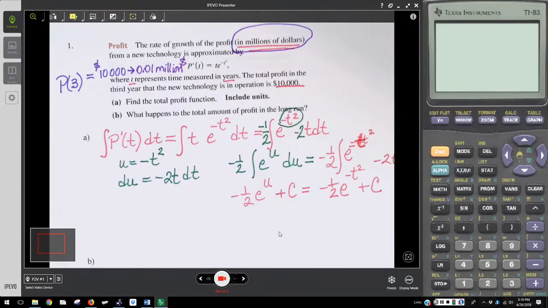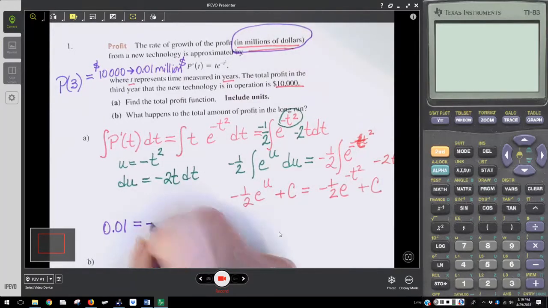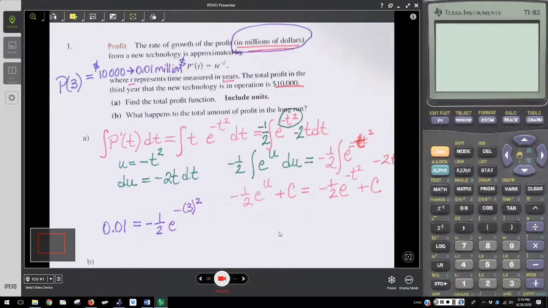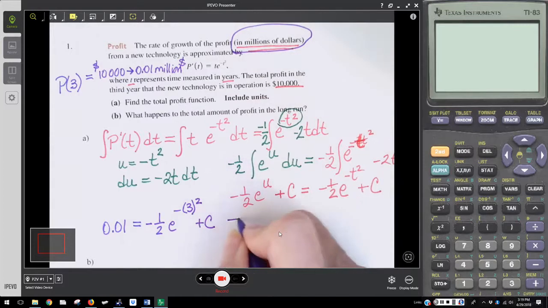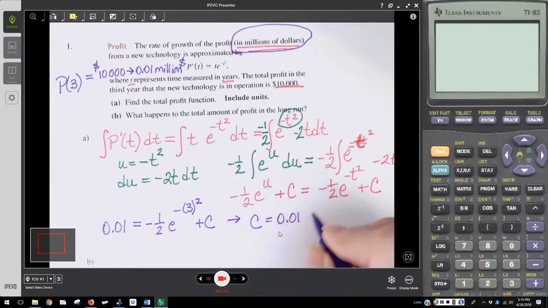So we're going to use that fact by saying that $0.01 million is the total profit in year 3. In other words, where negative 1/2 e to the negative 3 squared plus the constant, which then gives us that the constant is 0.01 plus e to the negative 9. And for that, we'll use the calculator.